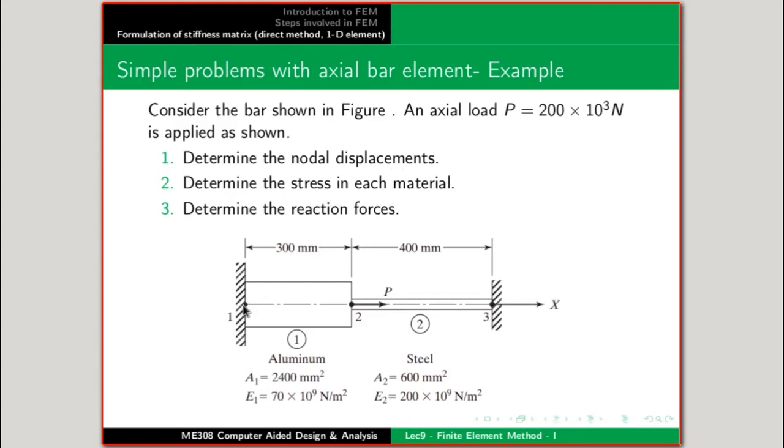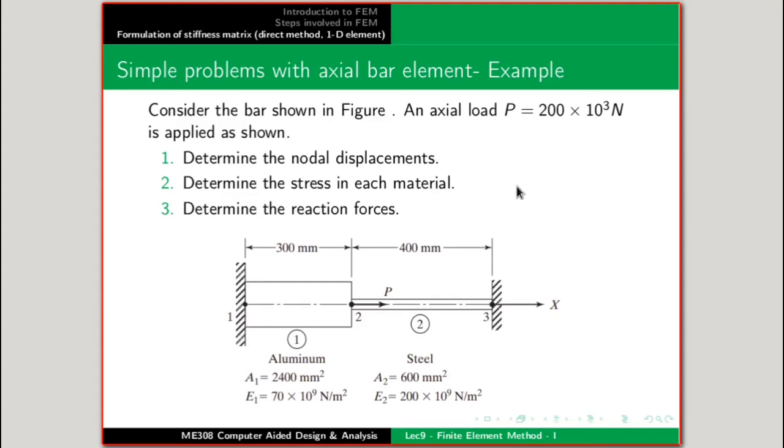So we have to find the displacement at point 1, point 2 and point 3. So these are the nodes. We have to find the nodal displacement and determine the stress in each material. So we have to calculate the stress in the aluminum bar as well as the steel bar, and determine the reaction forces. We will have two supports here, so there will be corresponding reaction forces.